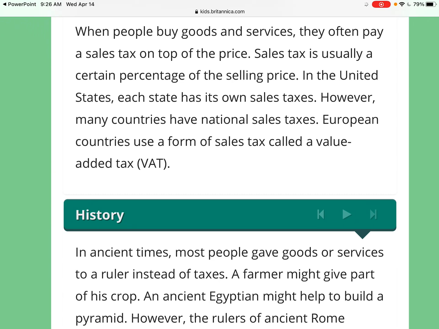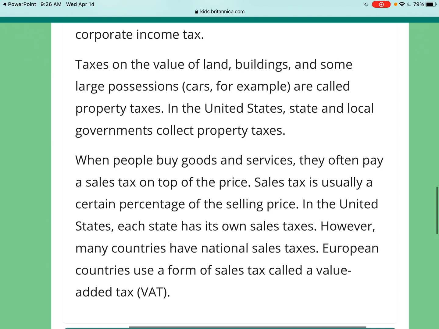Okay, so if you go to a restaurant, let's just say McDonald's, and buy a burger for $5, your subtotal would be $5, and then you need to add in the 6% sales tax, which is 30 cents, so you'll end up paying $5.30 for that burger. Okay, so that's a brief overview of what taxes are.